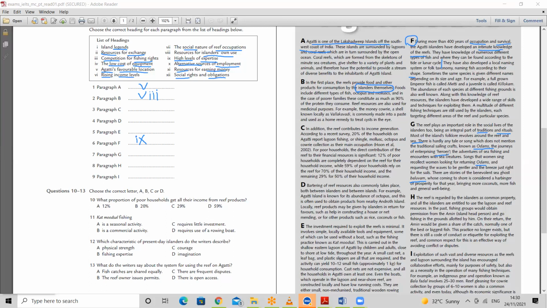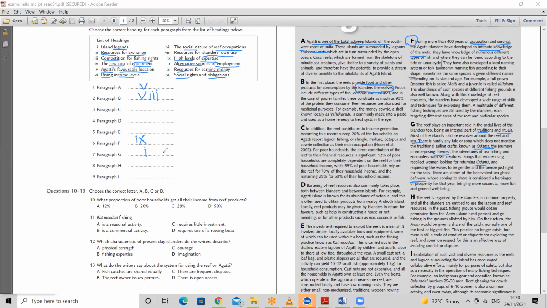Okay, so for paragraph G, I think I can quickly decide that the best answer for paragraph G is actually number 1.